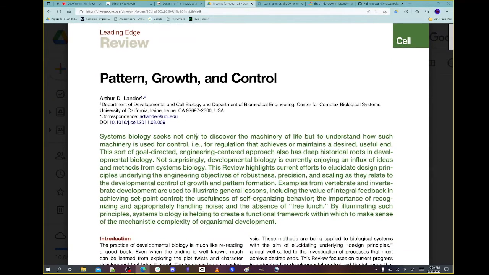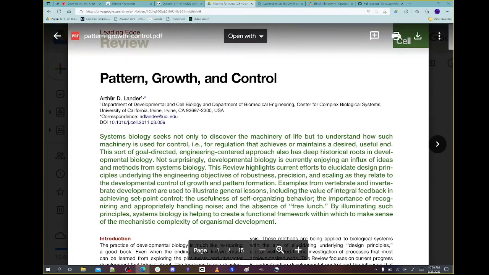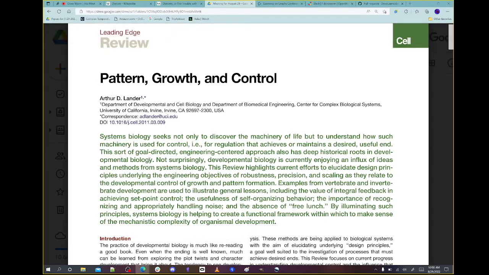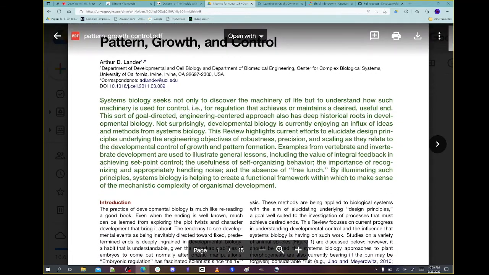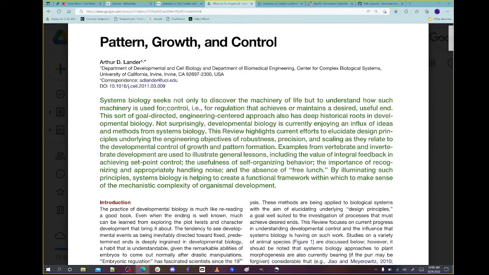But this is a review article on pattern growth and control and some of the things that are involved in pattern formation. This is by Arthur D. Lander at UC Irvine. And the abstract reads, systems biology seeks not only to discover the machinery of life, but to understand how such machinery is used for control. And when they say control, they mean regulation that achieves or maintains a desired useful end.